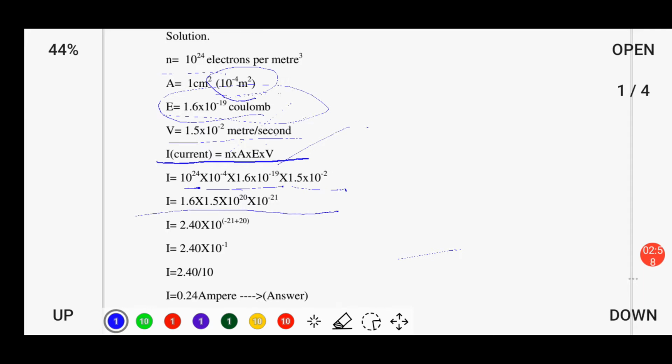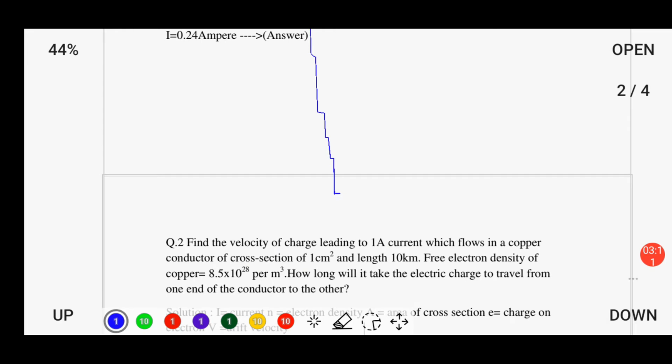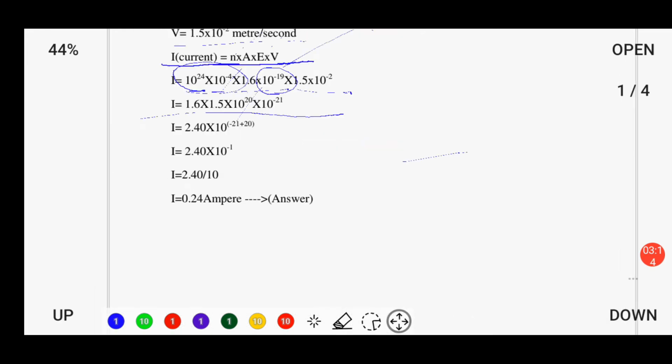So on multiplying all these quantities together, what will we get? 1.6 multiplied by 1.5. On multiplying 10 to the power 24 with 10 to the power minus 4, we get 10 to the power 20. And on multiplying 10 to the power minus 19 with 10 to the power minus 2, we get 10 to the power minus 21. On multiplying 1.6 into 1.5, we get 2.40. And on multiplying 10 to the power 20 with 10 to the power minus 21, we get 10 to the power minus 1, because on adding minus 21 with 20, we get minus 1.